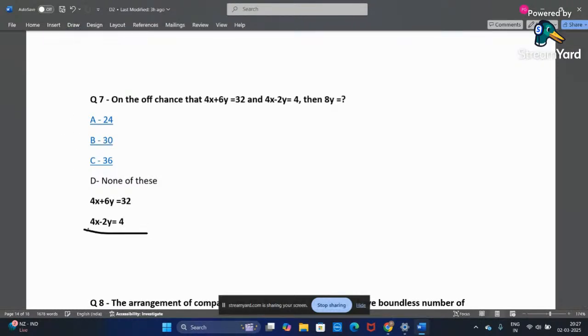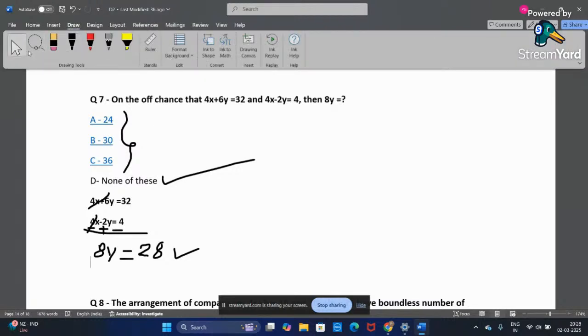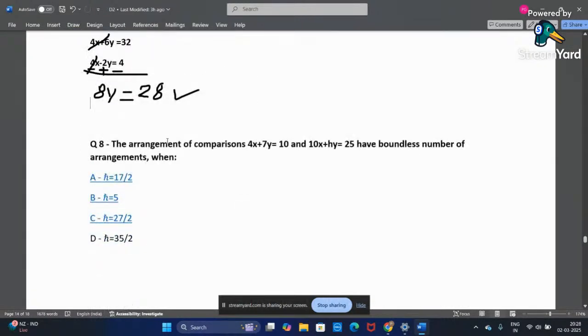When you are subtracting, the plus sign and minus sign will get changed. This plus 4x and minus 4x will cancel. 6y plus 2y is 8y. 32 minus 4 is 28. So the answer is 28. Check the answer here. There is no 28 in this option, so the answer will be none of these. Okay, we'll move on to the last one.